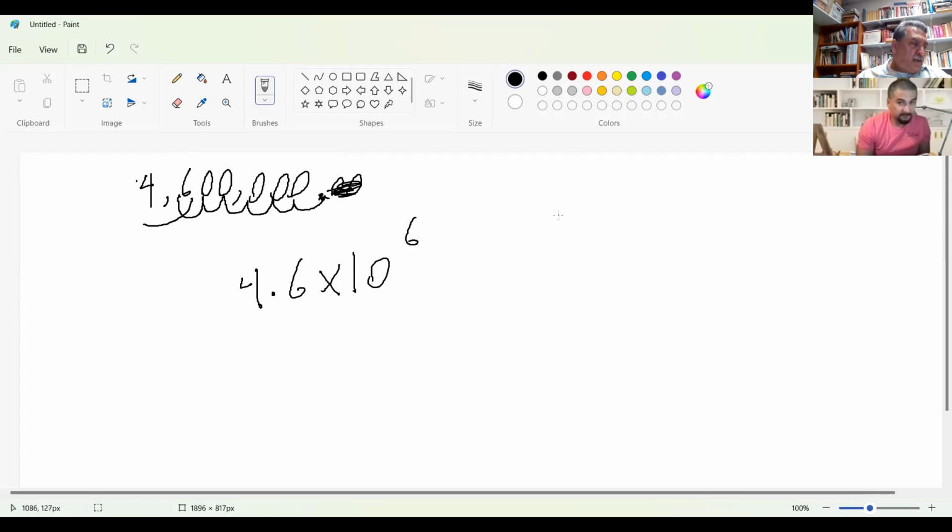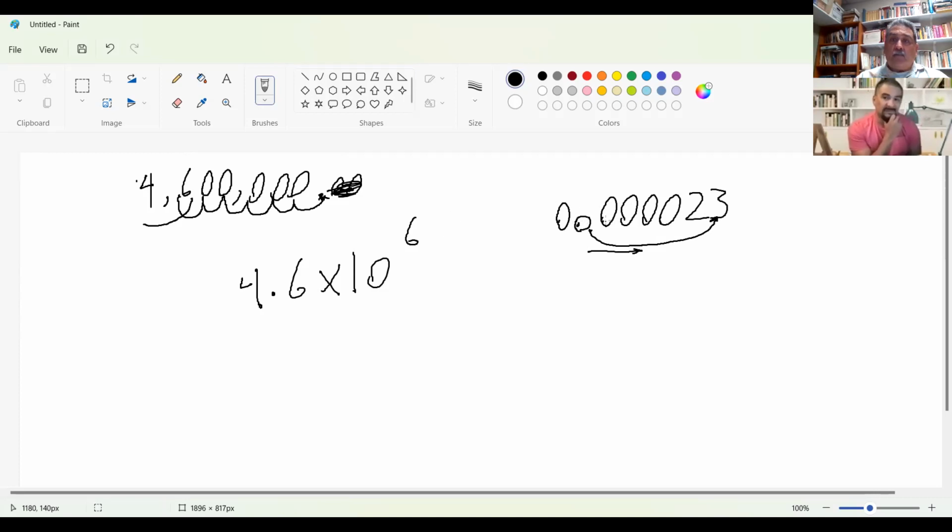Now, let's do one the other way around. It's still decimal notation: 0.00023. I want to make that a scientific notation. So I want to move this decimal, which is here, over here. How many times do I have to go? This time I have to put a negative exponent because I'm moving from left to right. Before, I was moving right to left. When I move from left to right, I go 1, 2, 3, 4, 5. So I say 2.3 times 10 to the power of -5. Okay.